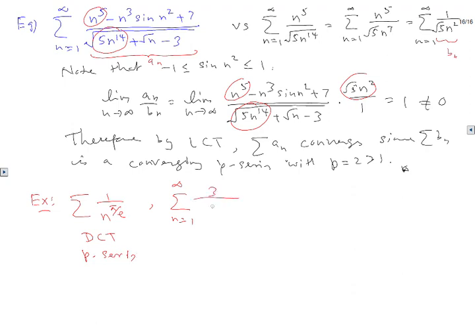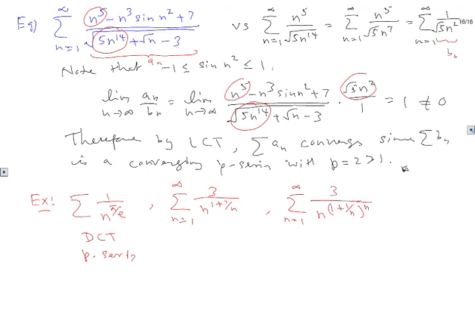Okay, how about this one, 3 over n times (1 plus 1 over n)? And also, how about this one, n going from 1 to infinity? This one is tricky: 3 over n to the power of 1 plus 1 over n, to the n.